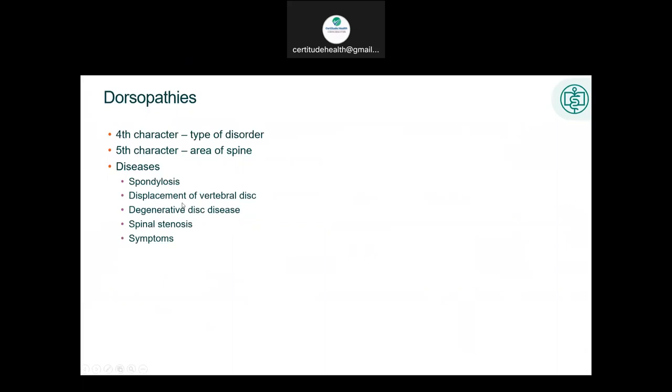So you have displacement of, the fourth character of your diagnosis code is going to identify the type of disorder. The fifth character is going to identify the area of the spine. And then some of the diseases that you could see would be spondylosis, displacement, which is another term for dislocation of the vertebral disc, degenerative disc disease, spinal stenosis, which is narrowing of the space in between your spinal canal. And those symptoms obviously would be pain, you know, in your back.